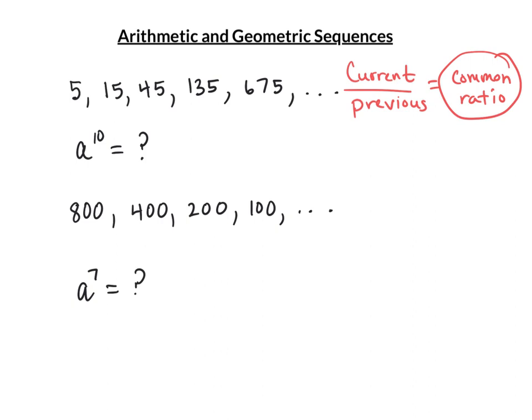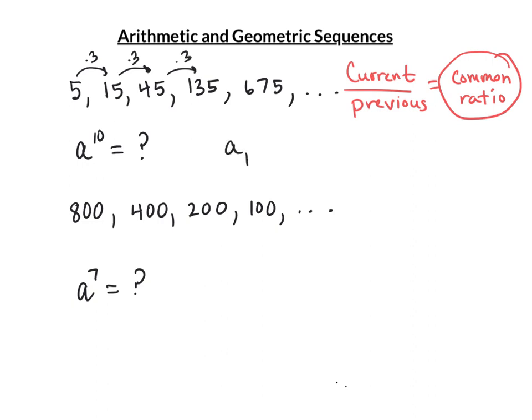Here are two geometric sequences. Let's find the 10th term in the first and the 7th term in the second. First thing we need is the common ratio. Take the current and divide it by the previous. 15 divided by 5 is 3. 45 divided by 15 is 3. 135 divided by 45 is also 3. Each time I move, I multiply over and over by 3.